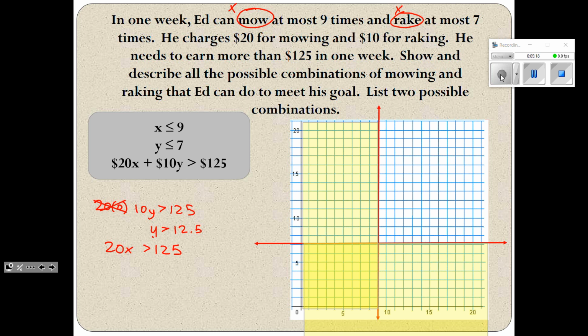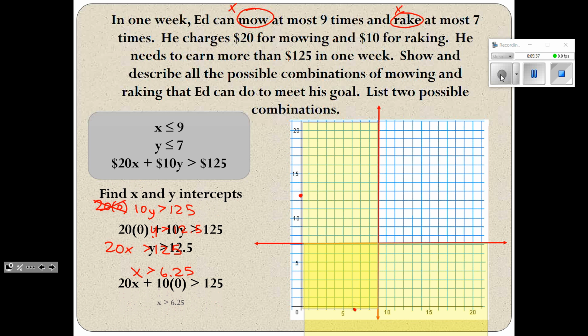And we find out that the x-intercept is greater than 6 25/100. So if we go to 12.5 on the y-axis here, and we go to 6 1/4 on the x-axis, and we draw a line. There's the line. This time it's dashed because it's not equal to.